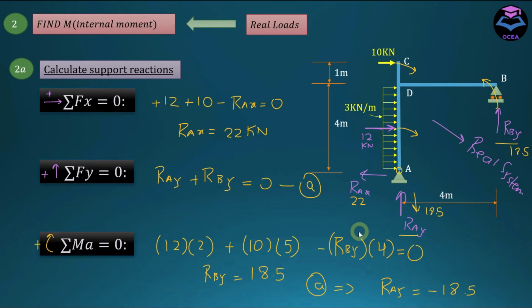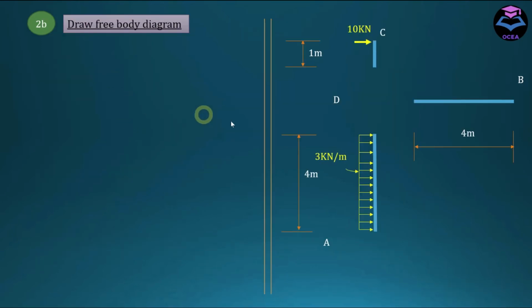So now let's draw the free body diagram. After determining reactions, draw the free body diagram of the frame and apply reactions to it. So this was equal to 18.5. We calculated these values in the previous step, and this was equal to 22, and at B the reaction was equal to 18.5 as well.